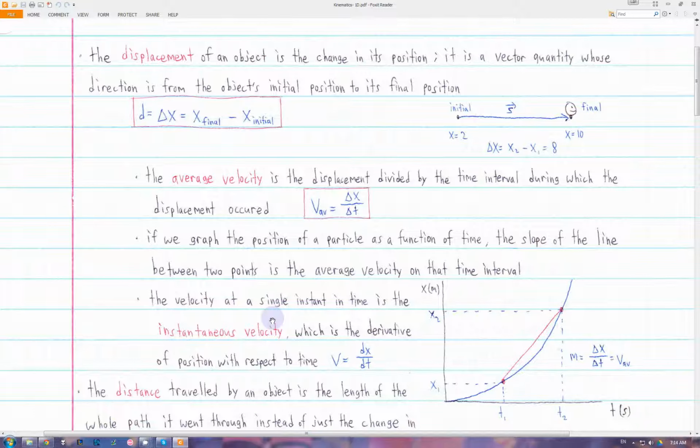Now we also have the instantaneous velocity, which is the velocity at a single point in time. So on the graph, that would not be the slope of the line between 2 points, but the slope of the tangent line at a single point. And we can also represent it as the derivative with respect to time of the position function.